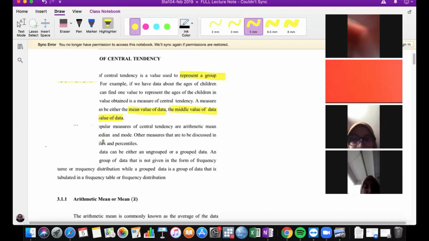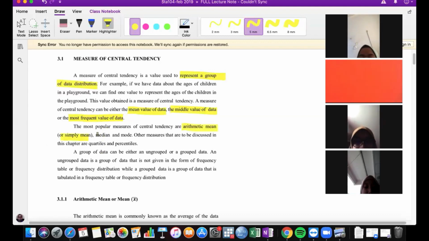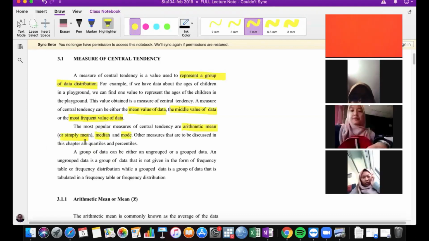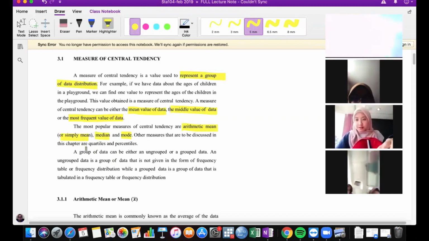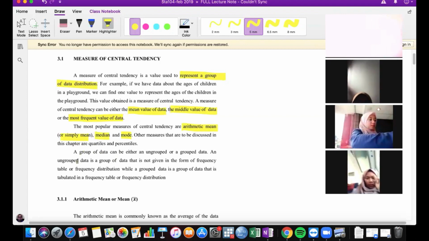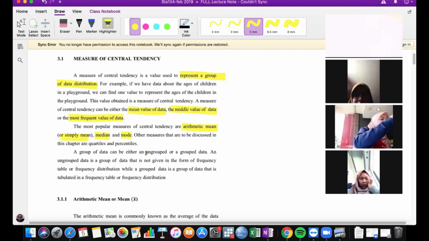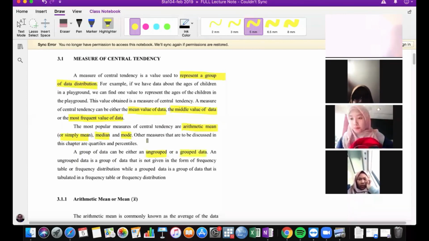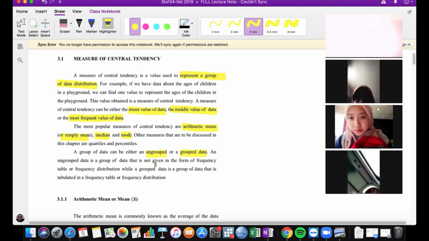And the popular measures of central tendency are arithmetic mean, or simply mean, median, and mode. Other measures we will also discuss in the next topic, which are quartile, interquartile range, standard deviation, and variance. A group of data can be either ungrouped or grouped data, so we're going to discuss two kinds of data: ungrouped data and grouped data.